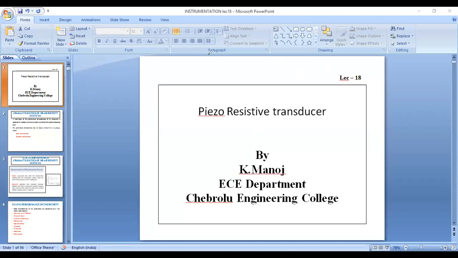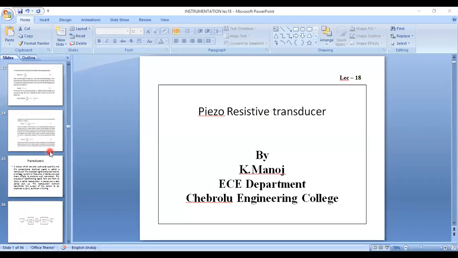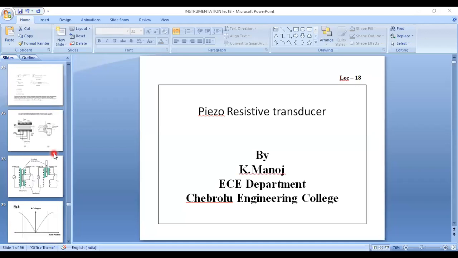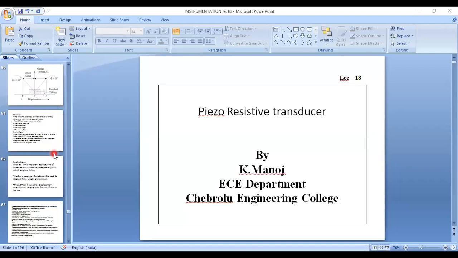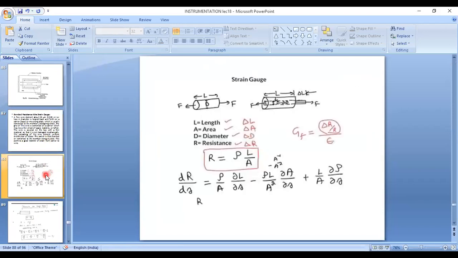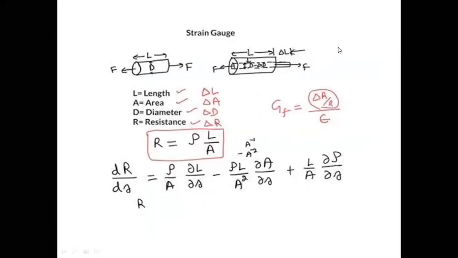Here now we are moving on to piezo-resistive transducer, that means strain gauge factor. Strain gauge is a resistive transducer. So the resistance of strain gauge varies with applied stress.